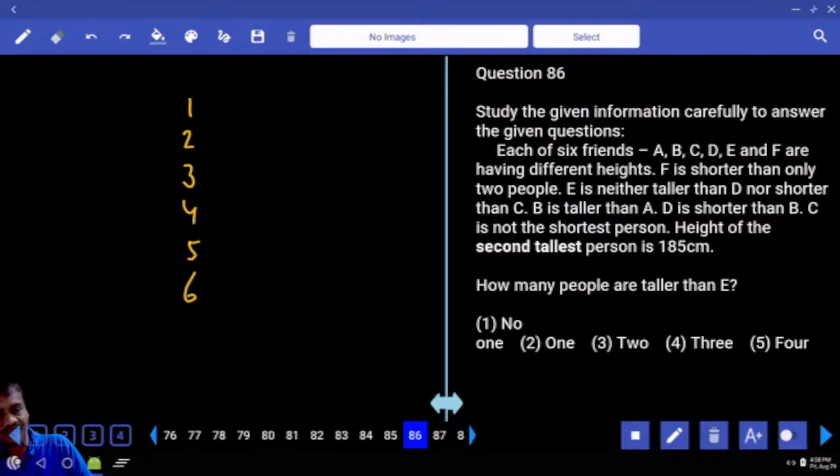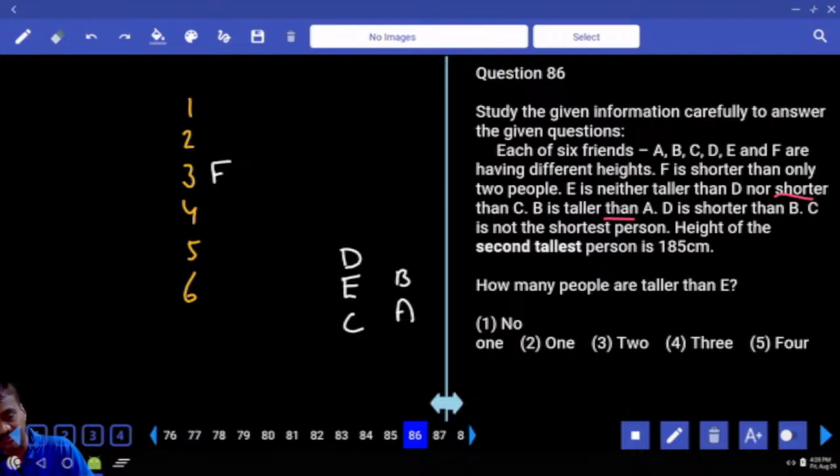F is shorter than only 2 people, but taller than the remaining. E is not taller than D, that means E is shorter than D, and E is not shorter than C, that means E is taller than C. And B is taller than A, and D is shorter than B.